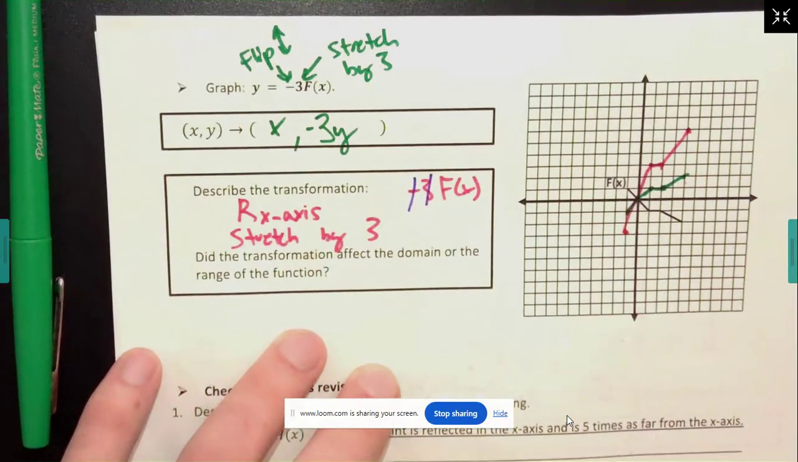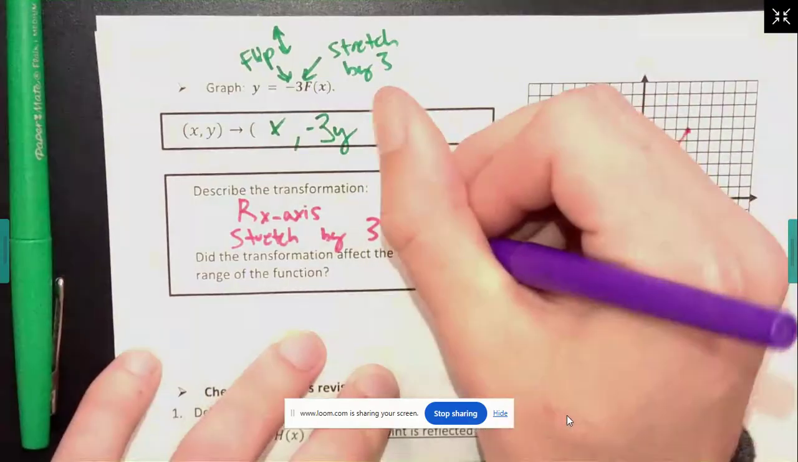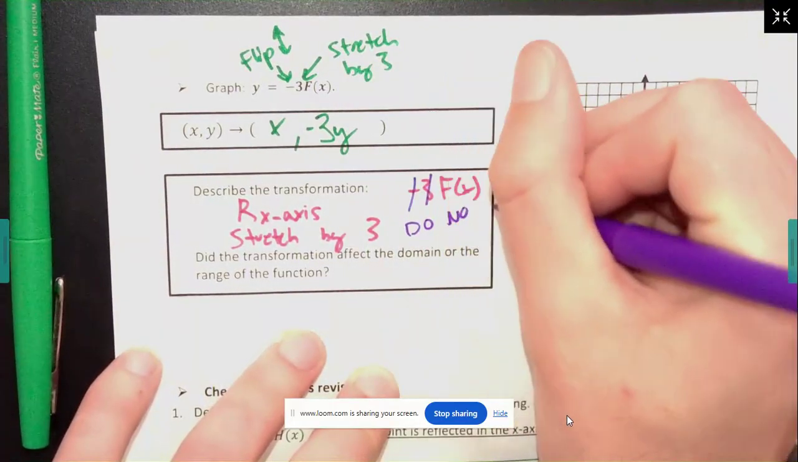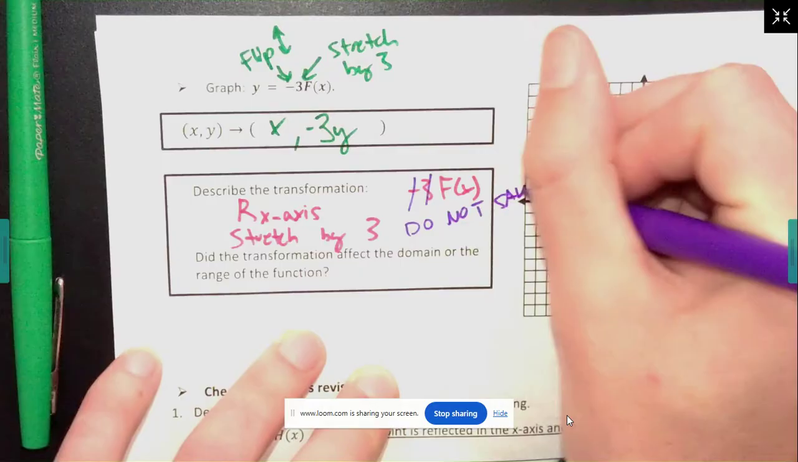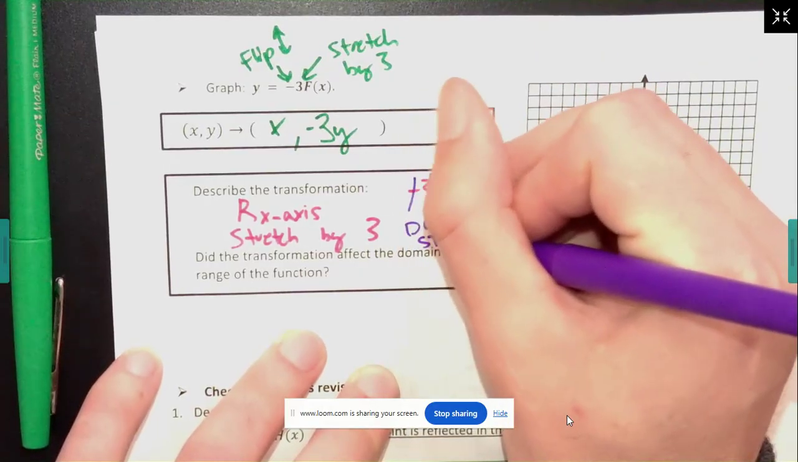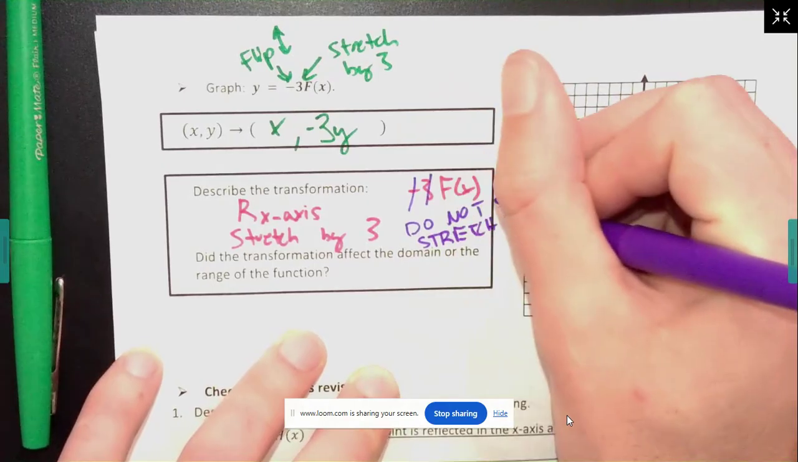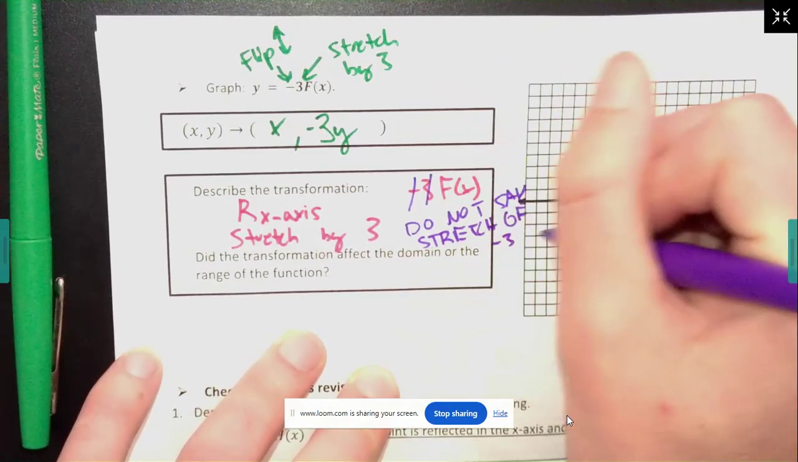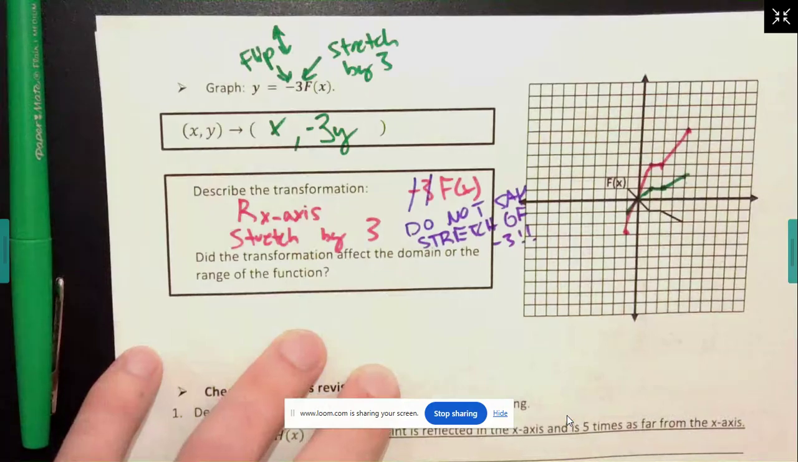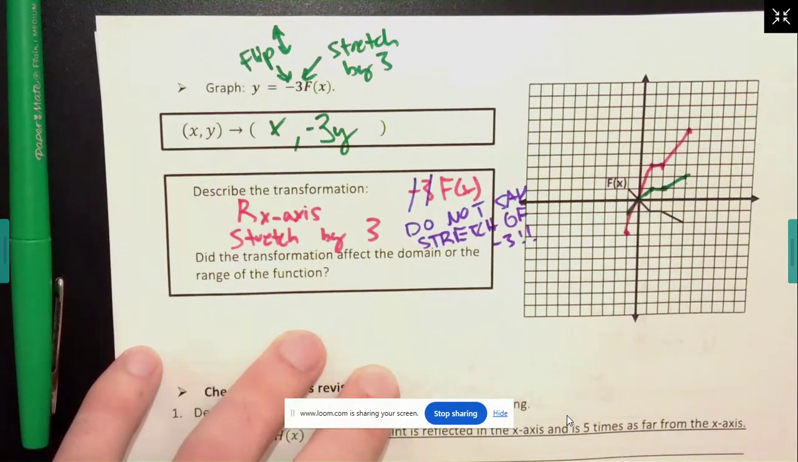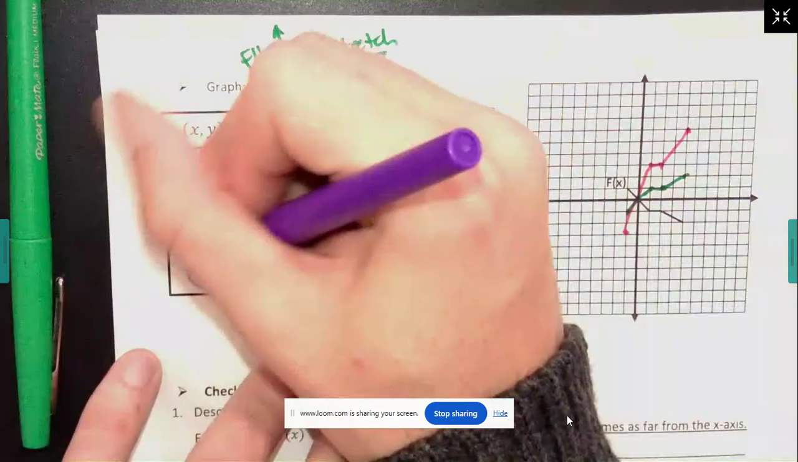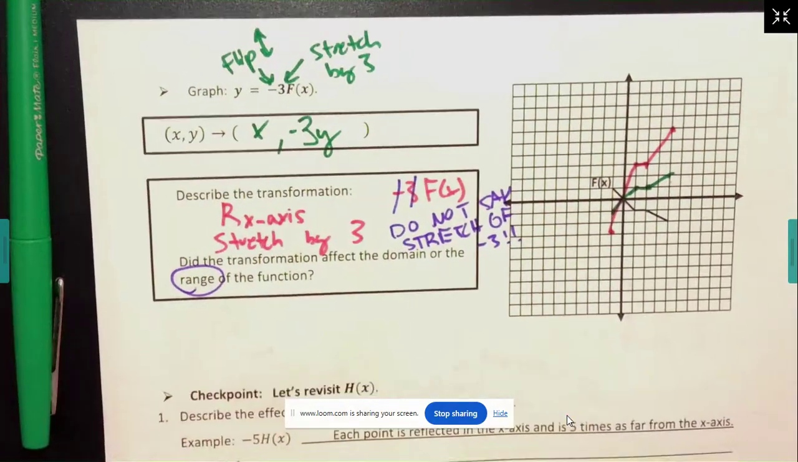Do not say a stretch of negative 3. Do not say that, okay? All right, so we flipped it up and down. We stretched it up and down. Guess what? Once again, I'm affecting my range.